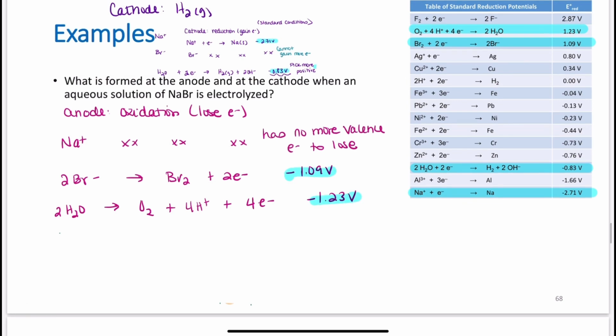Now I'm going to compare these two numbers again, and I'm going to pick the more positive of the two numbers. If you pick the more positive, you will always be picking correctly what's being oxidized, what's being reduced. So at my cathode, I am forming H2 gas. At my anode, I am forming Br2 liquid.